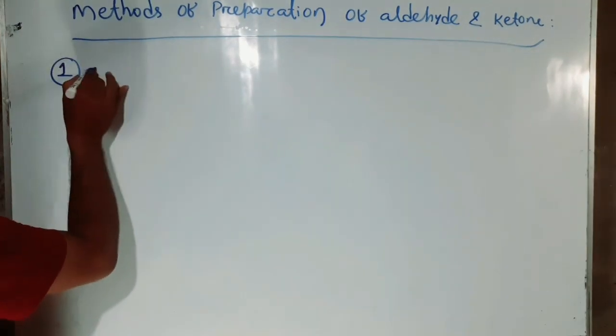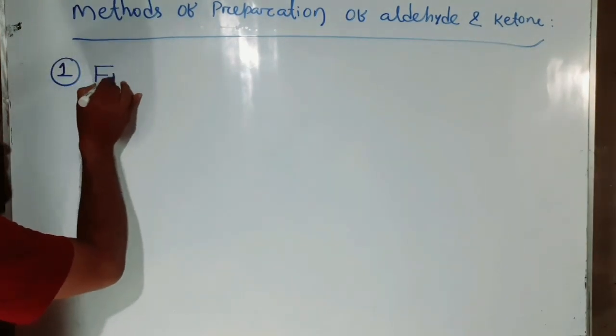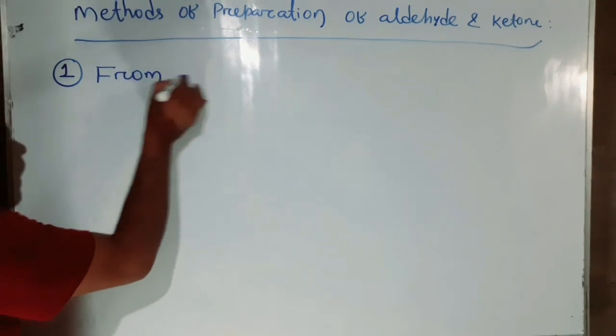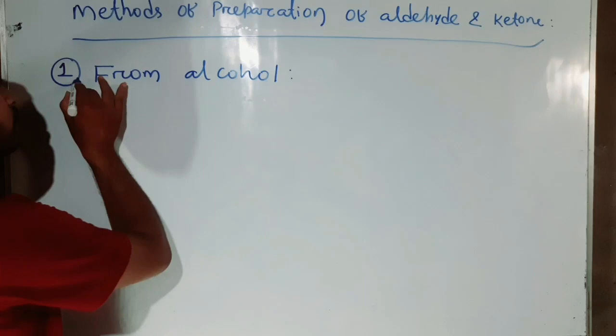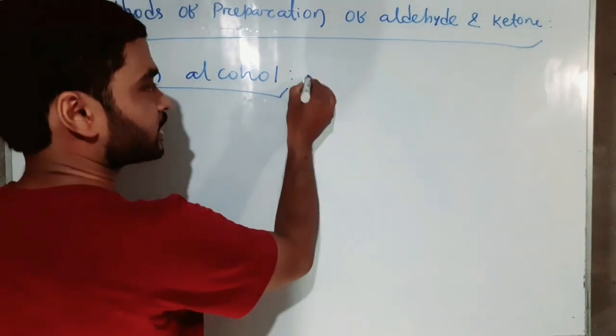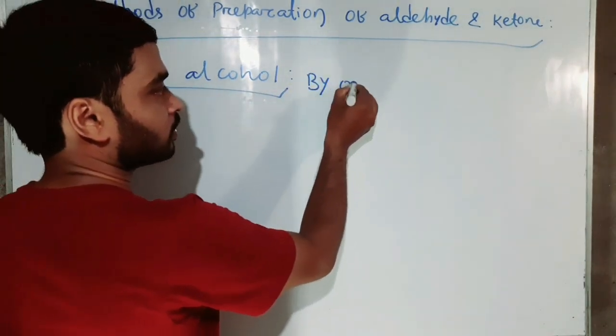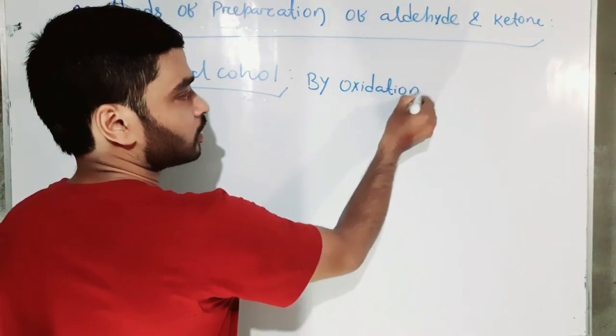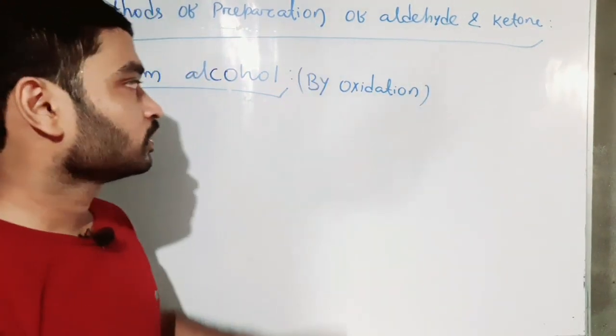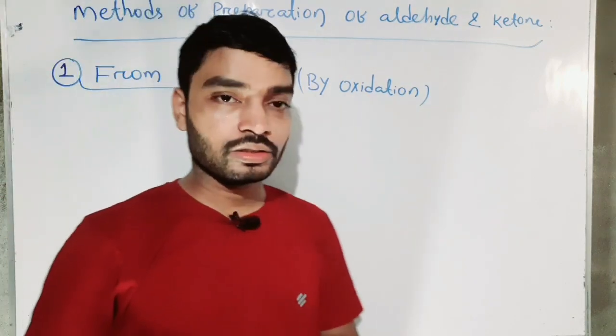First, preparation of aldehyde and ketone from alcohol by the method of oxidation. Different methods are there. So for the first method, what do you mean by oxidation?